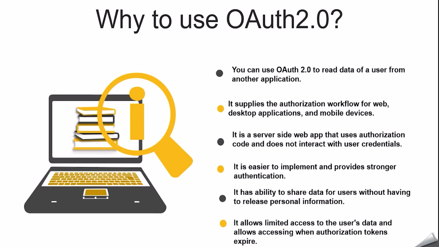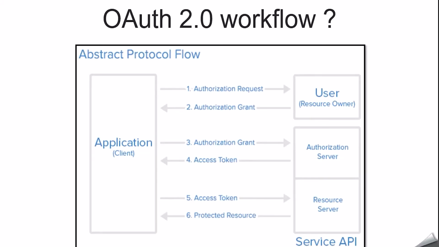Now, why use OAuth? We can use OAuth to read data of a user from another application. It supplies the authorization workflow for web, desktop applications, and mobile devices. It is a server-side web app flow that uses an authorization code and does not interact with the user credentials. It is easier to implement and provides stronger authentication. It has the ability to share data for users without having to release personal information. It allows limited access to the user's data, and access stops when the authorization token expires.